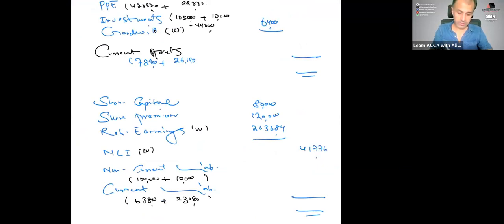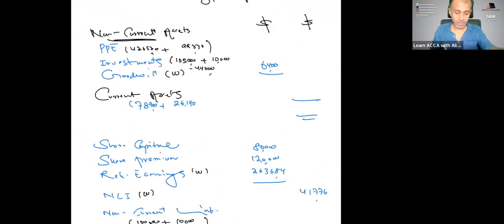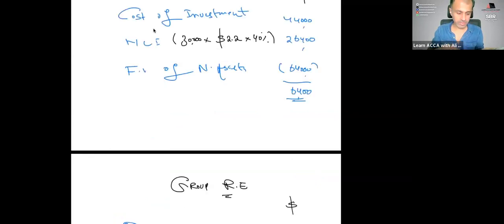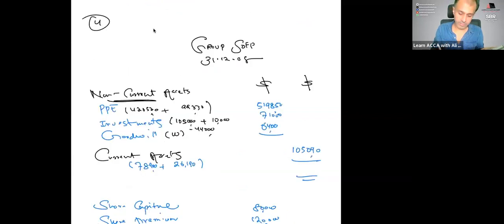And let's close down all those brackets to see if we have got the same answers. So 78,900 plus 26,190, the total of 105,090. It's 420,520 plus 99,330, about 519,850. Here we have 105 minus 44 plus 10, about 71,000. So 519,850 plus 71,000 plus 6,400. 6,400, is it the goodwill? Yeah, 6,400. That should be the total of 597,250. 105,090, that's the total of 702,340.